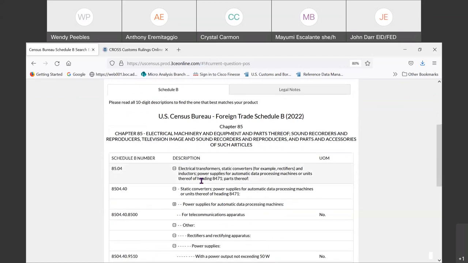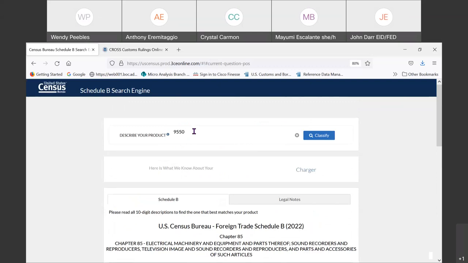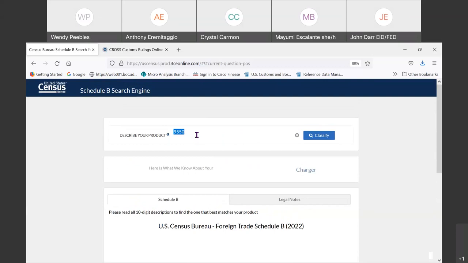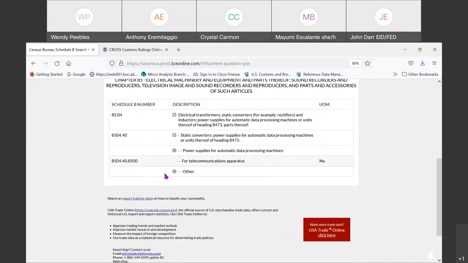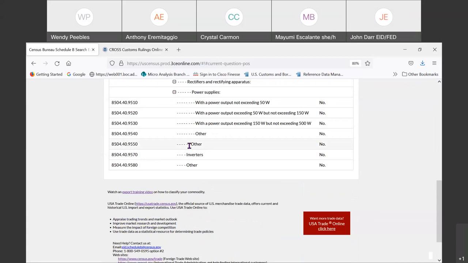So the power supply for the charger station would be the 8504, but the actual charging station would be, we're gonna go to chapter 95. Oh, I'm sorry. So what they were explaining to me is that the actual power supply is the first number that I gave you, 850440, and then you would use the 9550 for the actual charging station, because it's the two pieces. The power supply goes here, and then the actual charger part would go under the 9550. Got it. Sorry for the confusion. No, thank you for the clarification.